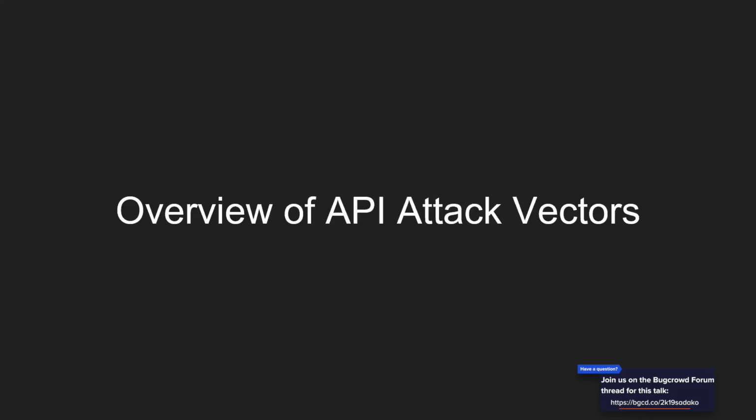Right now, I have this talk cut up into two parts. The first one is going to be an overview of API attack vectors. We'll go through some of the basic things that some of you may or may not know, and talk through them with some famous examples from recently. And then the next part, I will talk about the bugs that I actually found.